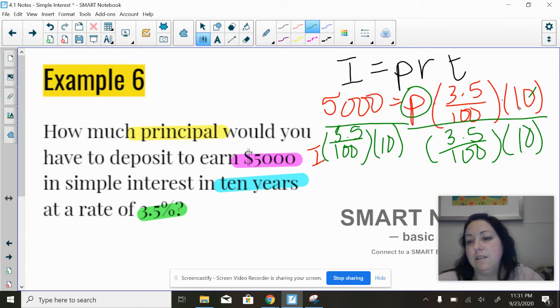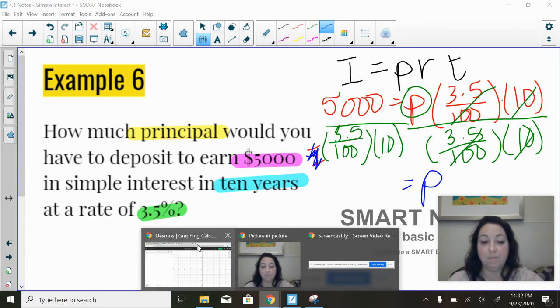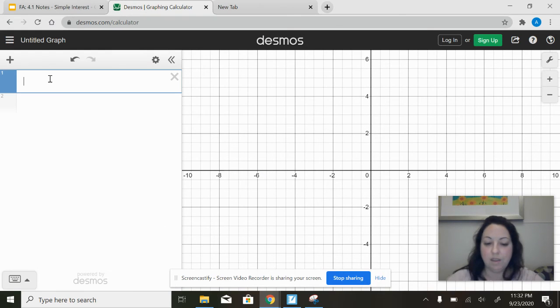So we can see that on this side, the time values are going to cancel and the rate is going to cancel, and that's leaving us with the principal value all by itself. The principal value is going to be the $5,000 in interest divided by the rate and the time, if that's how you want to think about it.